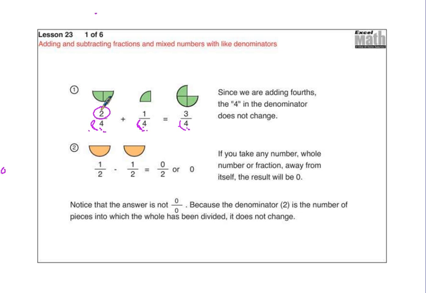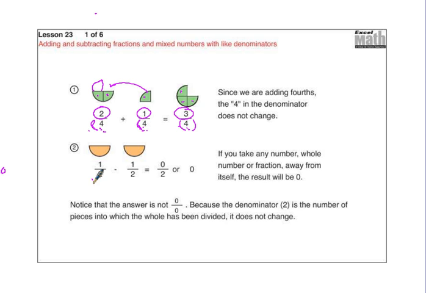So all I'm doing is adding 2 plus 1 is equal to 3. The denominator does not change. Because here I have 2/4, here I have 1/4. When I put this over here with this part, it's going to go like that, and so I'm going to end up with 3/4, not 3/8.